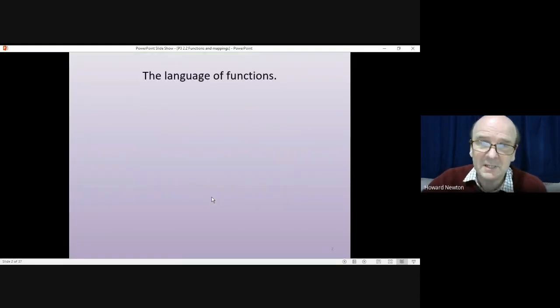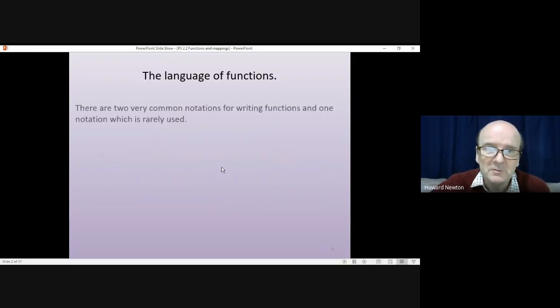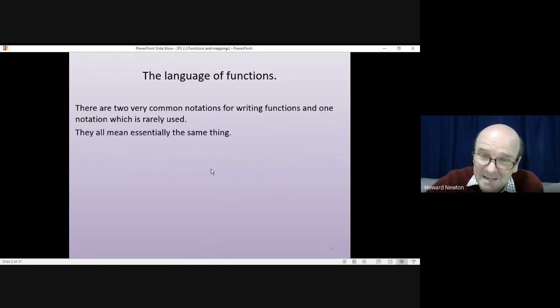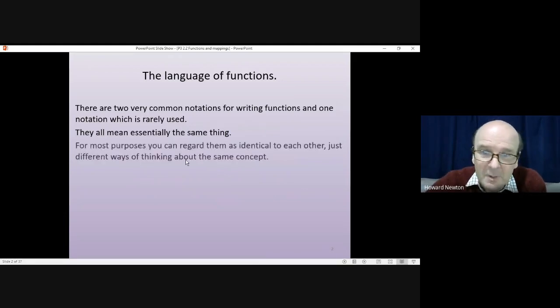First of all, just think a little bit about the language of functions. There are two very common notations for writing functions, and one notation which is rarely used, but it's in the syllabus, so we've got to do it. They all mean essentially the same thing. There are subtle differences, but for most purposes, you can regard them as identical to each other. They're just different ways of thinking about the same concept.